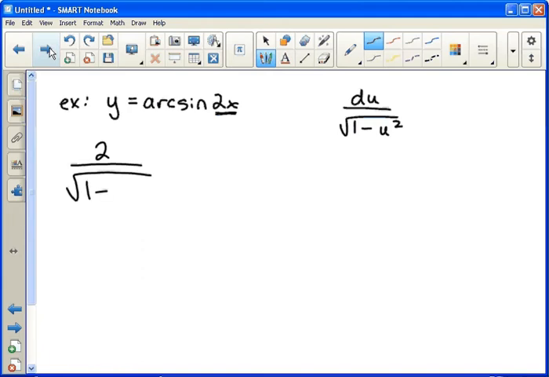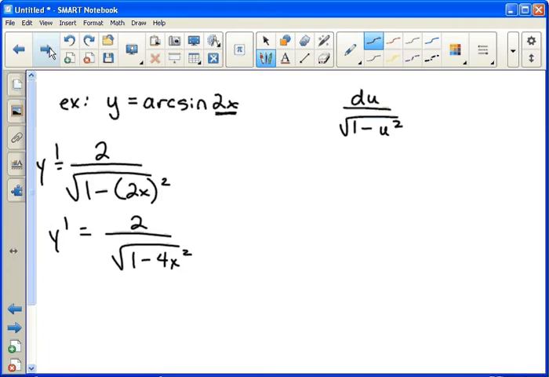Now I would not leave it like that. That answer is correct, it's just not simplified. So let's go ahead and simplify this. 2x squared is the same as 4x squared, and that would be my answer. So hopefully after we do a couple of these you'll agree with me that these really are simple as long as you know the rules.